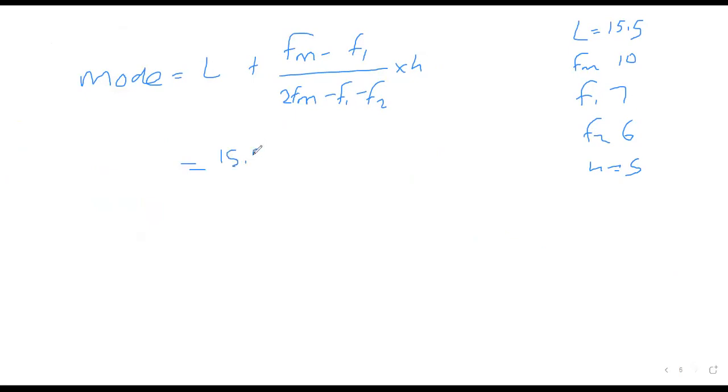So here we're going to have 15.5 plus 10 minus 7 over 2 times 10 minus 7 minus 6, times the height of 5. So that is how this goes. Any questions?